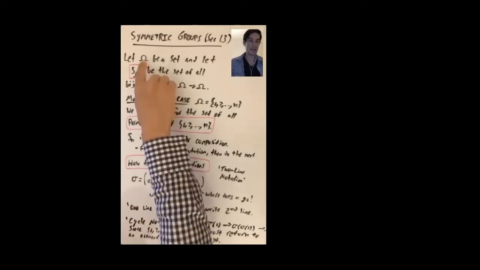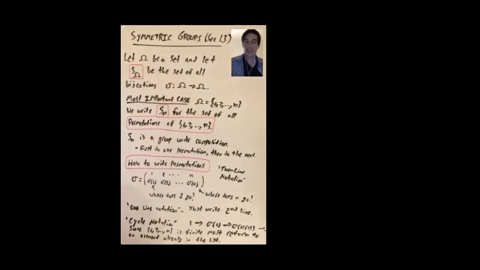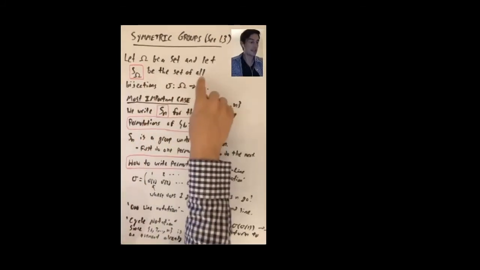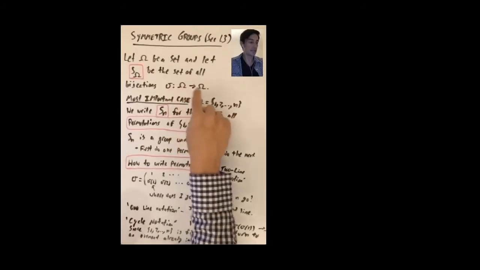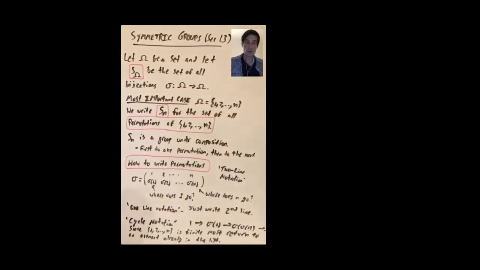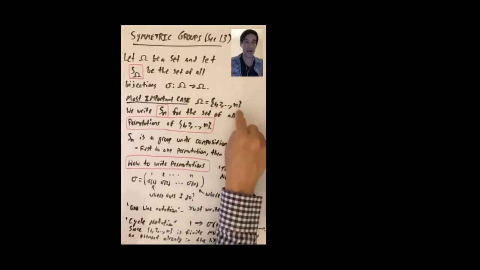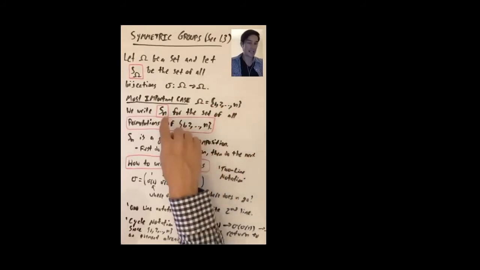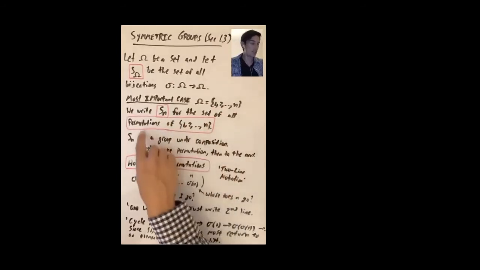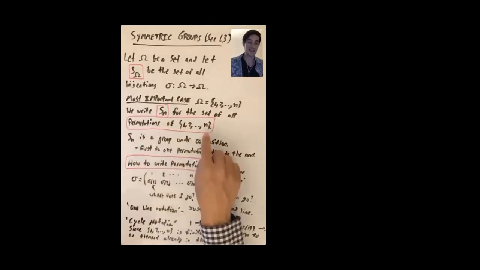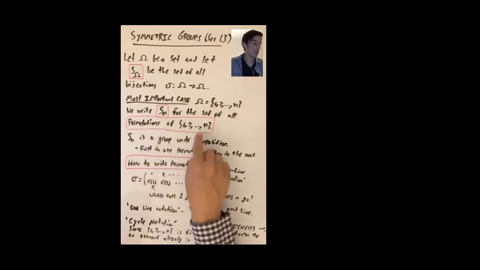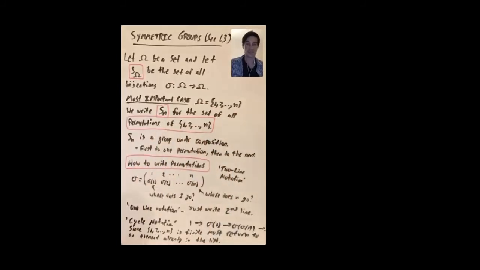What's the idea? So you take a set. It can be a finite set. It can be an infinite set, whatever. Just take a set, and you take the set of all bijections from that set to itself. The most important case, the one that we're going to focus on again and again throughout this course, is the case of omega equals the set of numbers from 1 to n. So we're going to write S_n for this set of all bijections from 1 up to n to itself, or the set of all permutations of these n elements.